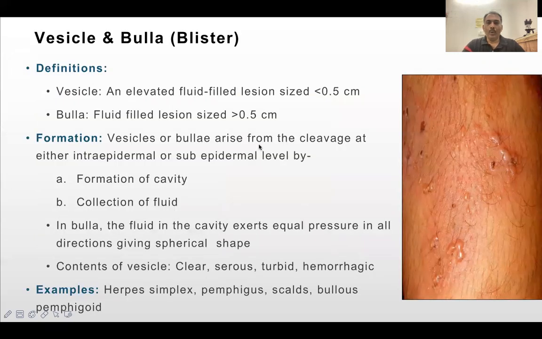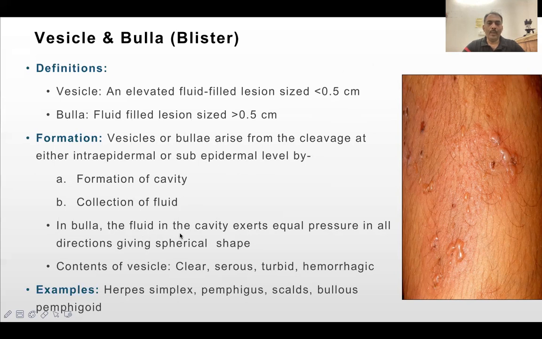A vesicle or a bulla is a fluid-filled lesion, depending upon the size. The size range has been changed now. It is almost 1 centimeter now. So an elevated fluid-filled structure, which is less than 1 centimeter, is a vesicle, and a bigger lesion is called a bulla. The vesicle or bulla arises from the cleavage at either intraepidermal or a subepidermal level.